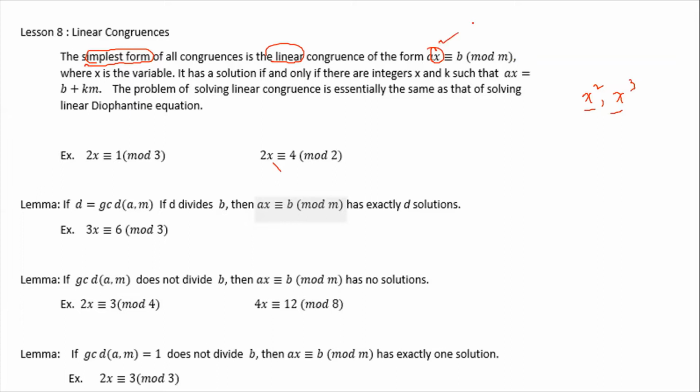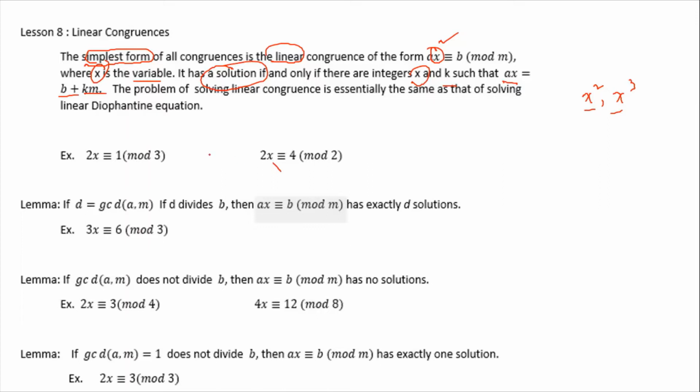So if you have x, it's like saying you are looking for solutions. We're looking for the value of x here, where x is a variable. It's telling us that we can find the value of x. But how do we find it? The value of x is called the solution. And accordingly, it has a solution if and only if there are integers x and k such that when you multiply x to a, it is congruent to b plus k times m.